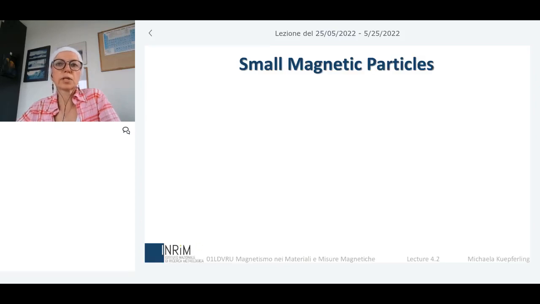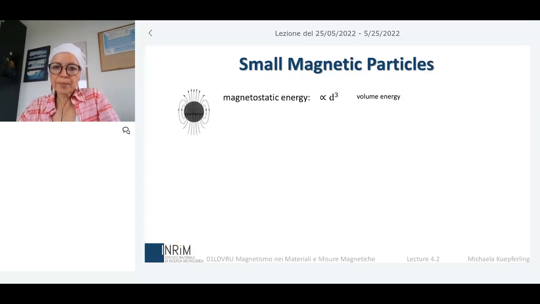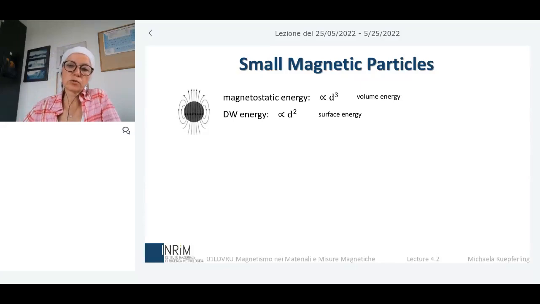Okay, let's stop sharing. Now let's move to small magnetic particles. Since magnetostatic energy is a volume energy and the domain wall energy you saw as a surface energy, both scale with the dimension of your magnetic material in different ways. So here, magnetostatic energy, of course, is proportional to the cube of the diameter if it's a spherical particle, while domain wall energy scales with the square.